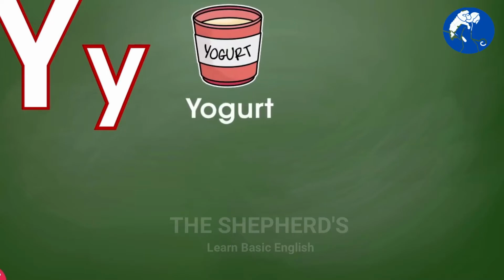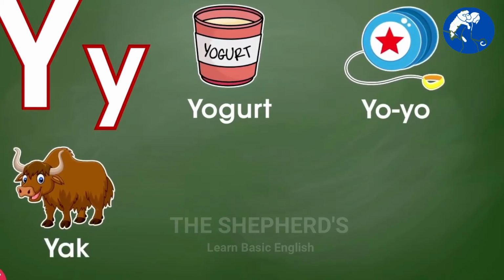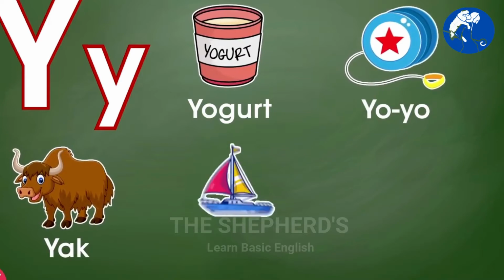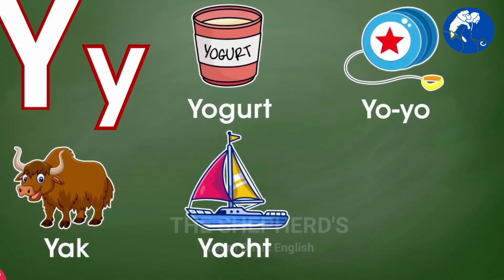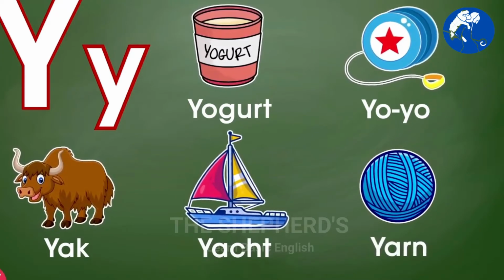Y is for yogurt, yo-yo, yak, yacht, yarn.